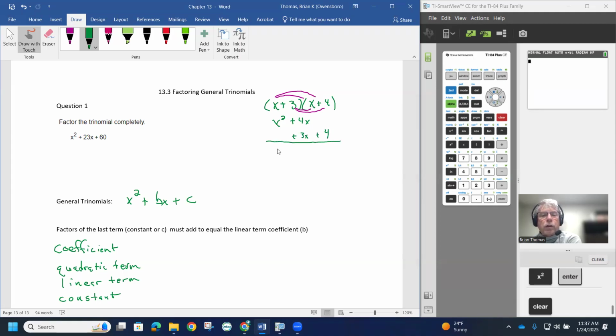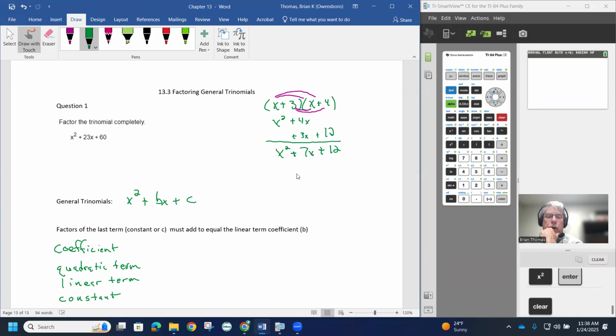So notice how if we do it this way, we end up with x squared plus 7x plus, I didn't get that right, did I? What is 3 times 4? So 3 times x is 3x. 3 times 4 is actually 12, isn't it? Y'all caught that, didn't you? So x squared plus 7x plus 12 would be our solution.